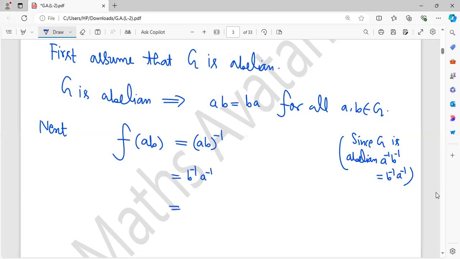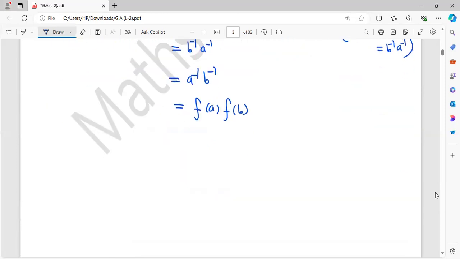So what can I write here? A inverse, B inverse. So what is this? A inverse is F of A and B inverse is F of B. Okay. So what we got? This implies F of AB is equal to F of A, F of B. Okay.